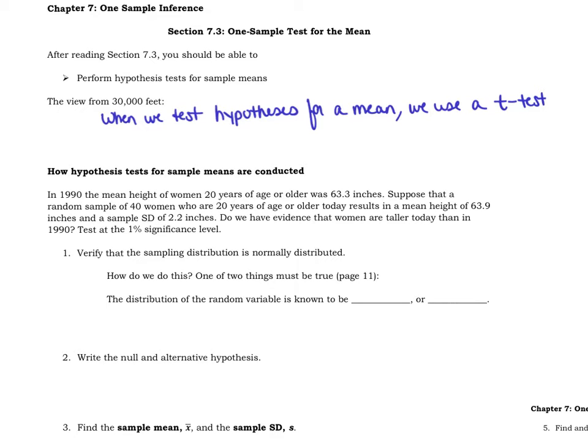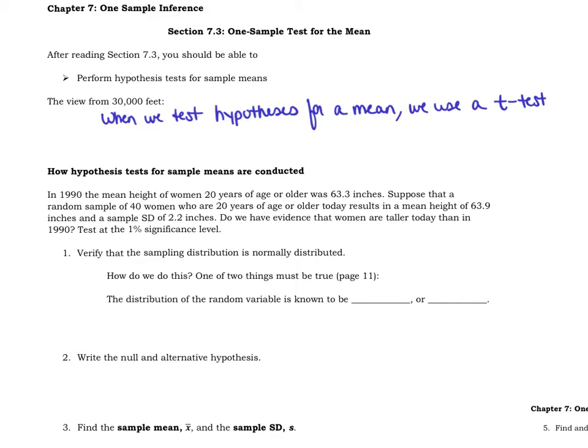So let's say that we know in 1990 the mean height of women 20 years of age or older was 63.3 inches. And today we take a random sample of 40 women and find that their average height is 63.9 inches with a sample standard deviation of 2.2 inches. Do we have enough evidence today to say that women are taller than they were in 1990? And we're going to test at the 1% significance level.